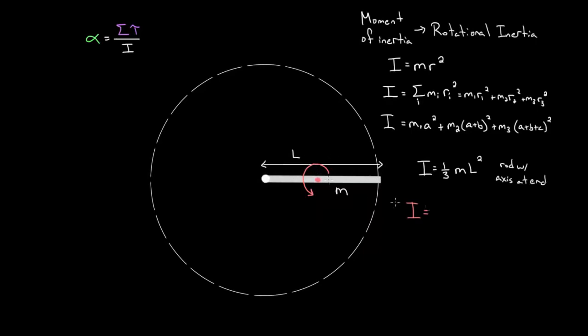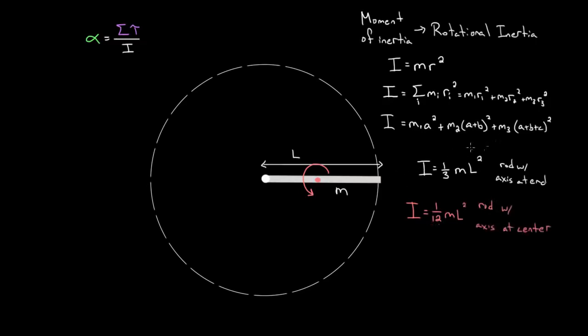And that's going to decrease the moment of inertia even more because more of this mass is closer to the axis when you move it to the center. So it's going to be less than 1/3 ml squared. Turns out if you do the integral, you get 1/12 ml squared. So this is for a rod with the axis at its center.